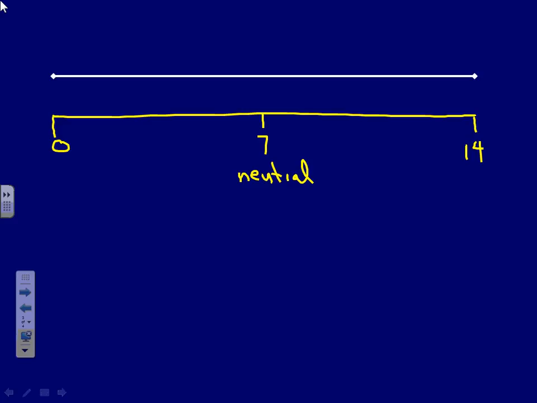Down here, we're going to put strong acid. And up here, we're going to put strong base. Yep, excellent, right on that folder, perfect.